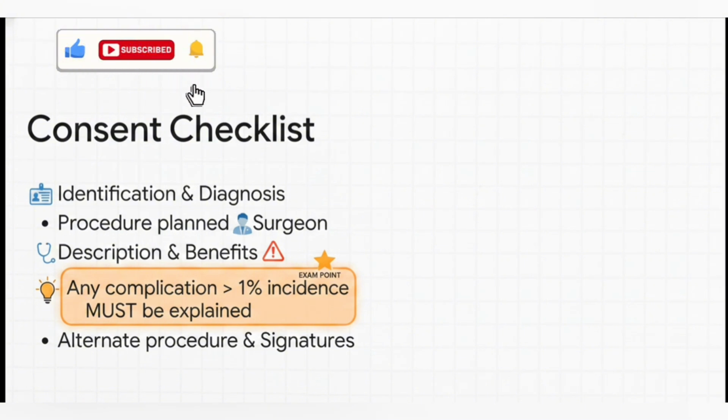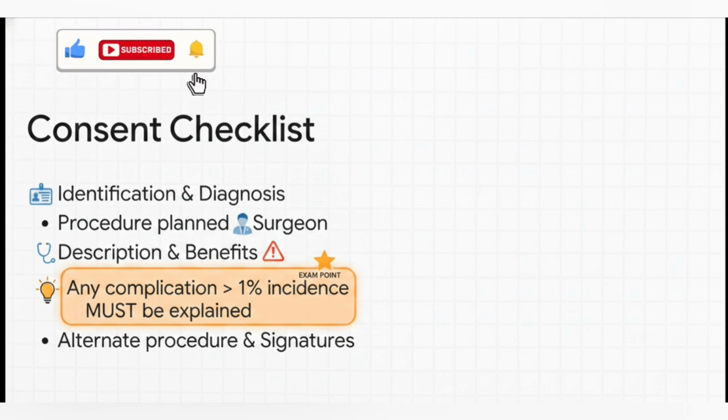Procedure-specific complications. Rule yaad rakhna. Any complication that has a greater than 1% incidence must be explained to the patient. Ye strictly tested rule hai exams mein. You also have to mention the benefits, any alternate procedures, and you have to ensure you get signatures from the patient, the surgeon, and a witness.